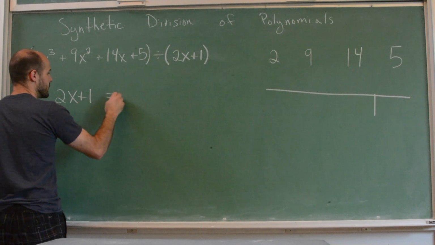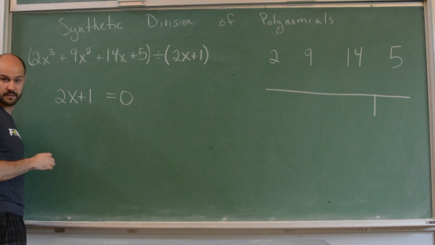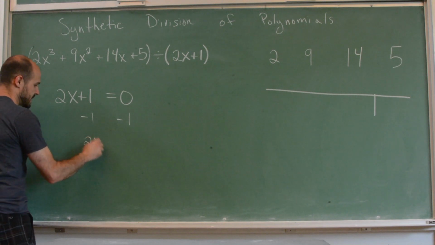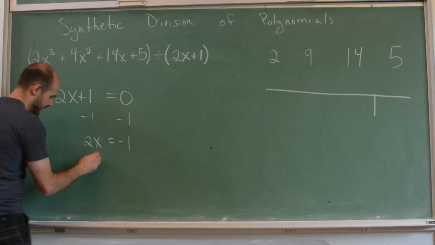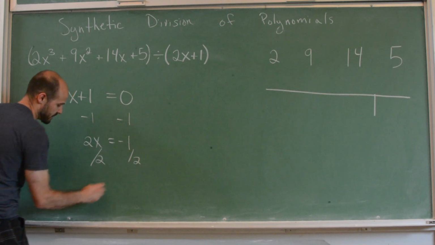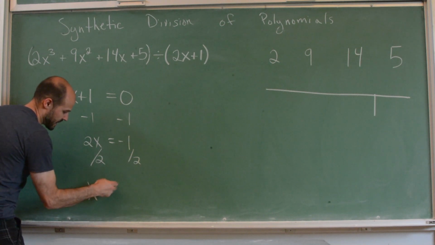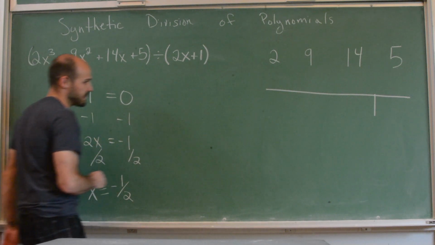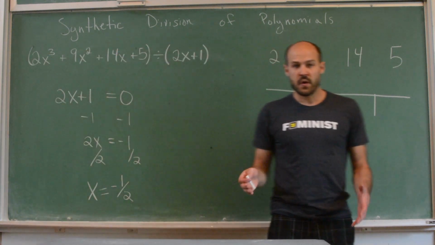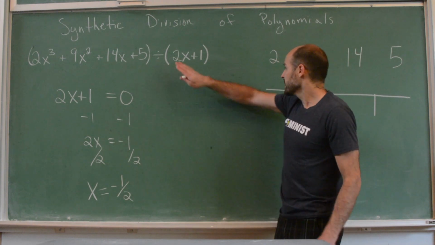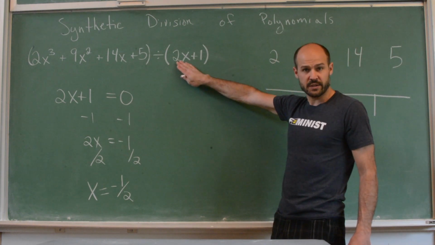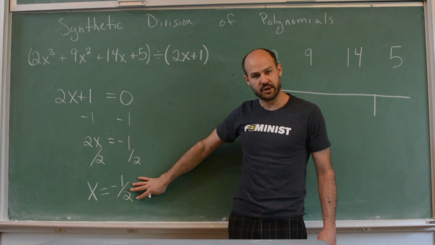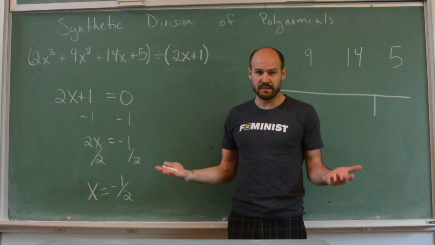Step 2, take the divisor, set it equal to 0, solve for x. Subtract 1 from both sides, we get 2x equals negative 1, and we'll divide by 2, giving us x equals negative 1/2. So this is where we come up with something that's interesting. Anytime our divisor has a coefficient for the x term, you're going to end up with a fraction for your multiplier.